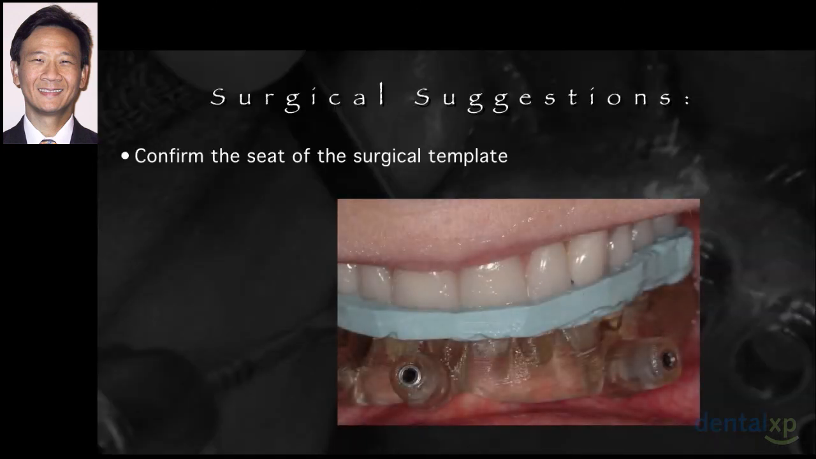Surgical suggestions. Confirm the seat of the surgical template. Try it in before. Make sure that these surgical templates are in the right positions. That surgical index that was made in the laboratory is crucial, as is the fit of these surgical templates. Did you have a calibration tool? Are these templates the right size? Are the surgical template and the radiographic template coinciding in position?